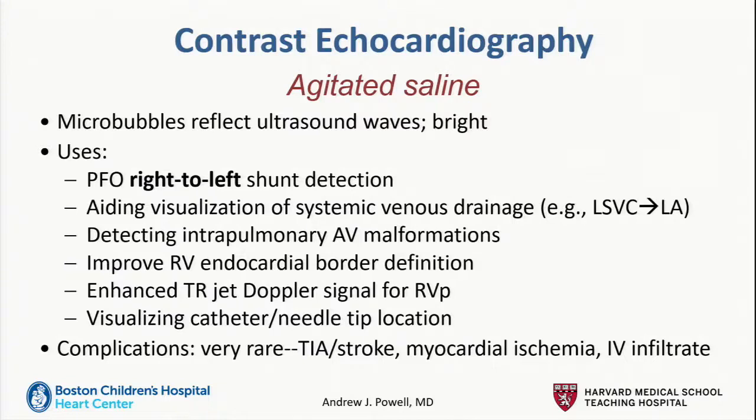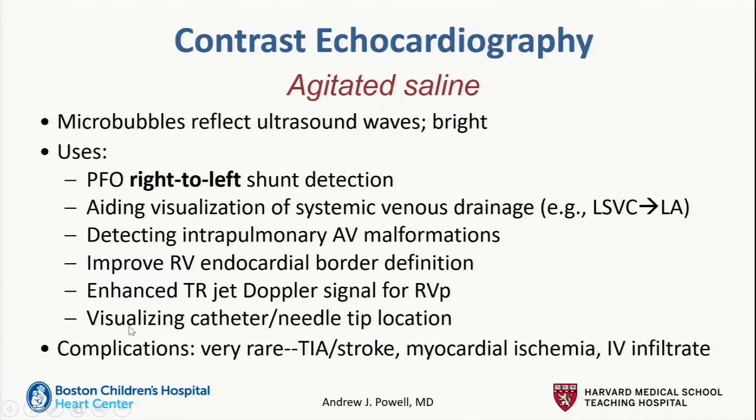Another use of contrast is you give your bolus of contrast and it puts this bright signal into the right ventricle, and that can sometimes help you visualize the borders of the right ventricle and see wall motion better through that technique. And in a related application, it also makes the TR jet signal brighter, again, because it's made higher amplitude, because the blood that's being sent backwards has these bubbles in it, which just gives it a stronger signal.